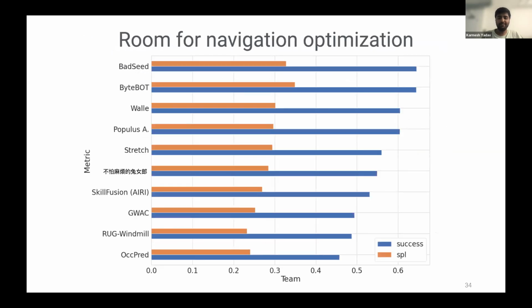If we try to compare the success rate and SPL for the different teams, we see a huge gap in performance between these two metrics. The max possible SPL that is achievable for a particular success rate is equal to the success rate. So in terms of efficiency, there's still a lot of room for improvement like the previous years.